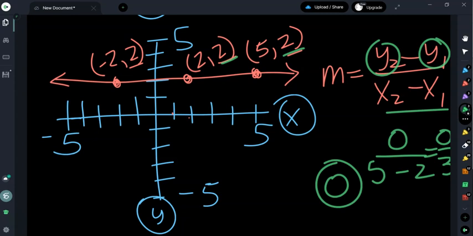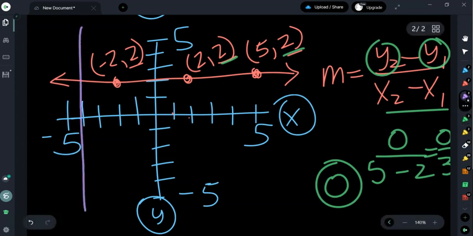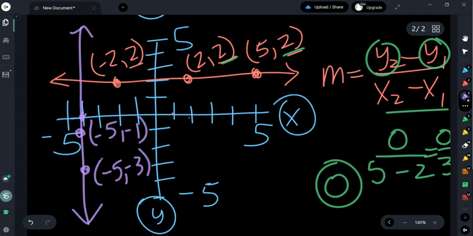Now, the vertical line, if I were to draw a vertical line here, for example, now it's not all the y coordinates that are the same, it's all the x coordinates that are the same. This one will be at -5, -3. This guy would be at -5, -1. I could draw another one up here. This guy is going to be at -5, 5. But you'll notice all x's are the same.